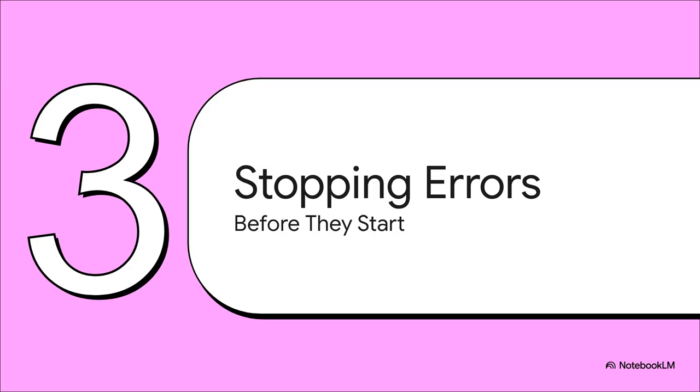Okay, so the error workflow is our reactive safety net. It's amazing for catching things after they break. But what if we could get ahead of the game? Let's talk about how we can be more proactive and stop errors before they even happen.